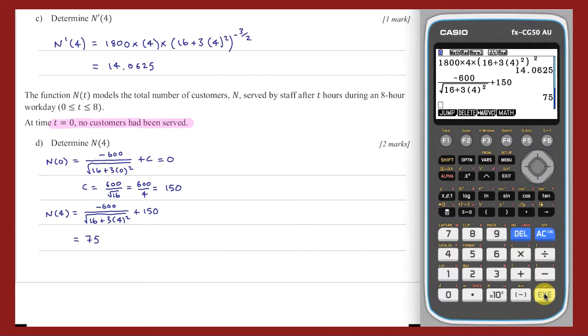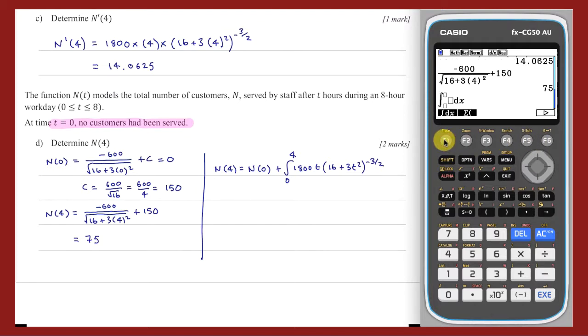Another approach to Part D is to revisit the definition of n of t as the integral of a rate function. As such, the total increase in n between time t equals 0 and time t equals 4 can be calculated as a definite integral of this rate function. N of 4 will be equal to n of 0, which is 0, plus this definite integral. This definite integral can be evaluated on our CG50 via the Math menu and the definite integral template, which is found via F6 and F1.